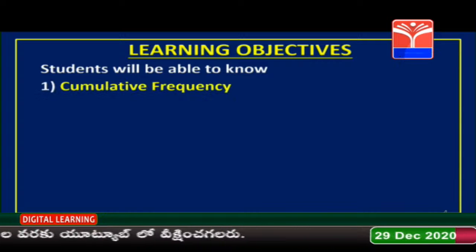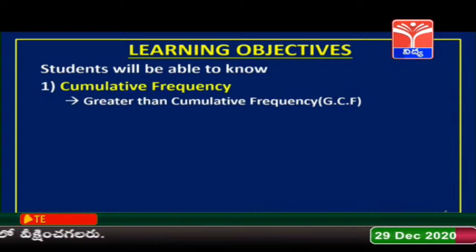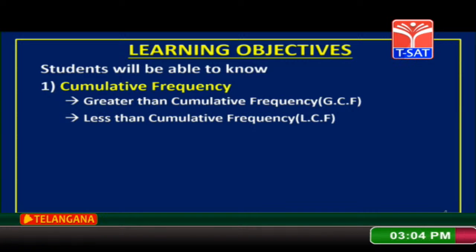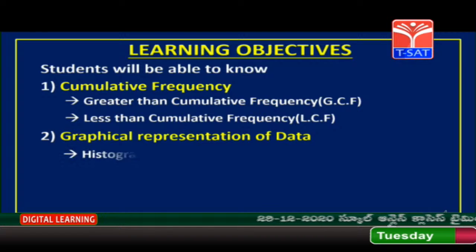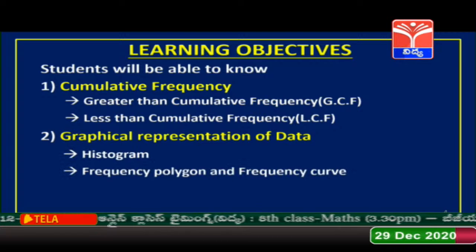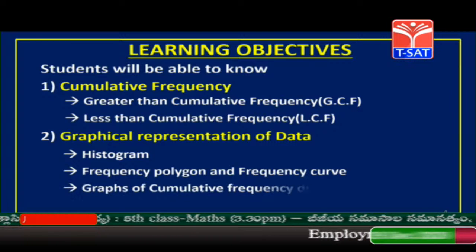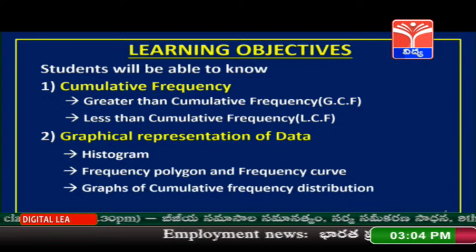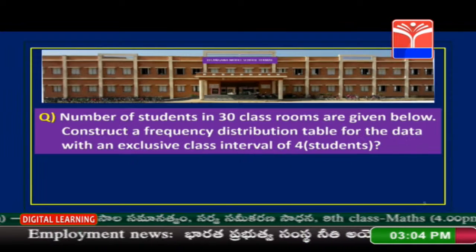Now, let us know the learning objectives of this session. You will be able to know cumulative frequency of two types, greater than cumulative frequency and less than cumulative frequency. Graphical representation of data, in which you are going to learn histogram, frequency polygon and frequency curve, graphs of cumulative frequency distribution.